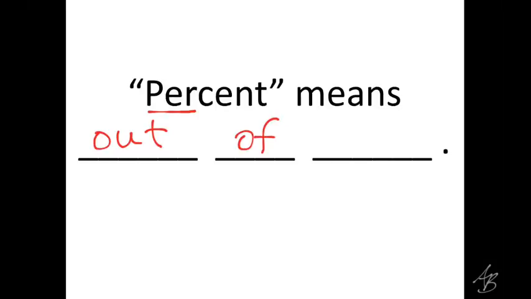And what about cent? Like how many cents are in a dollar? 100. There's 100 pennies in a dollar, right? So there's 100 cents in a dollar. How many years in a century? 100, right? Anytime you see that cent prefix, or in this case it's actually the root word, I guess, here, anytime you see that cent, it's going to mean 100. So percent means out of 100.